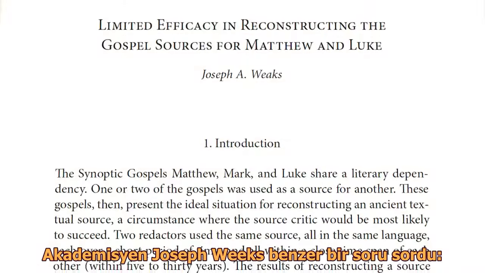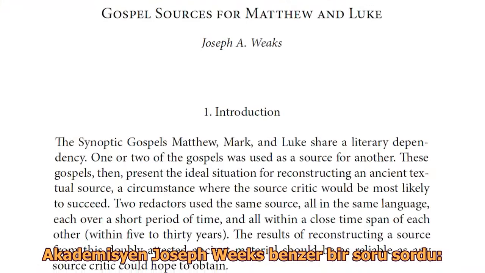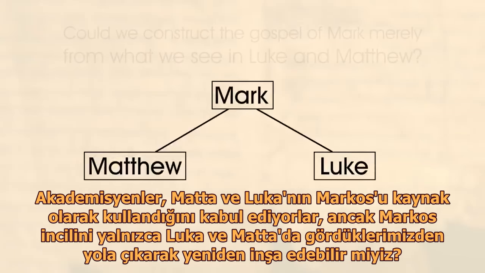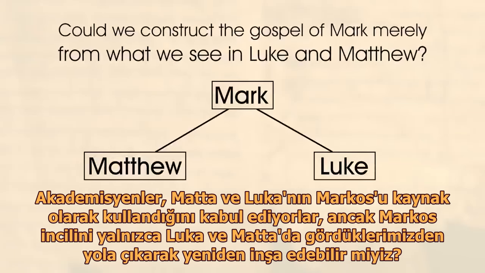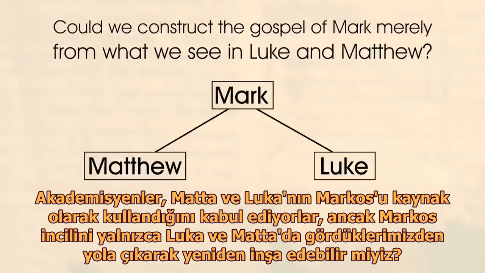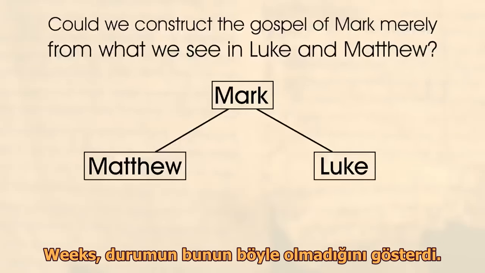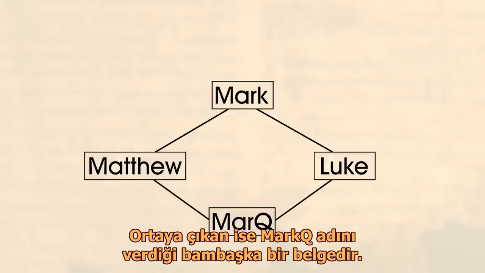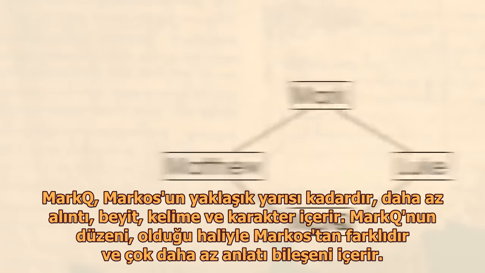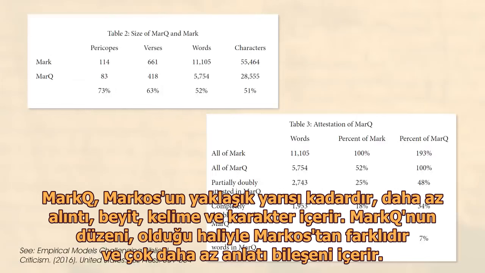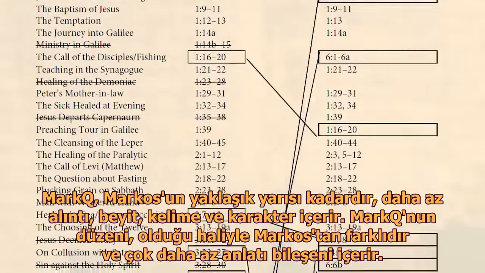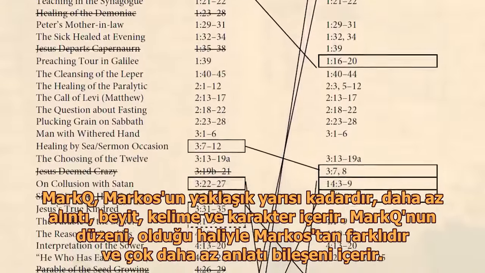The scholar Joseph Weeks asked a similar question. Scholars accept that Matthew and Luke use Mark as a source, but could we reconstruct the Gospel of Mark merely from what we see in Luke and Matthew? Weeks has demonstrated this is not the case. What emerges is an entirely different document he calls Mark Q. Mark Q is about half the size of Mark, contains fewer pericopes, verses, words, and characters. The order of Mark Q is different than Mark as it stands, and contains far less narrative components.